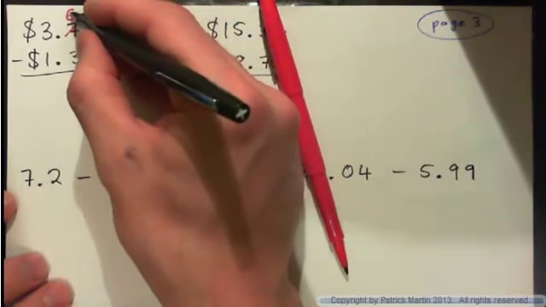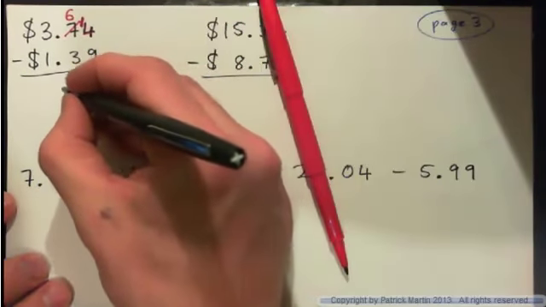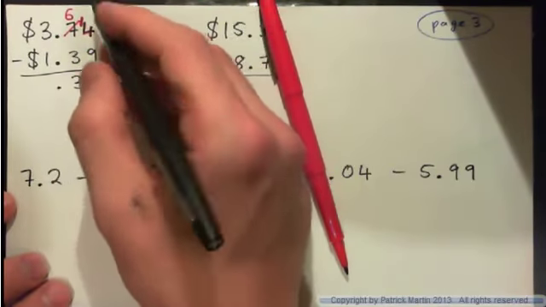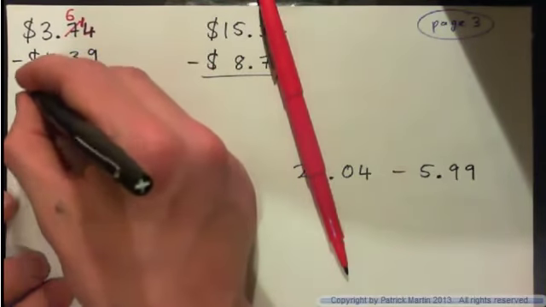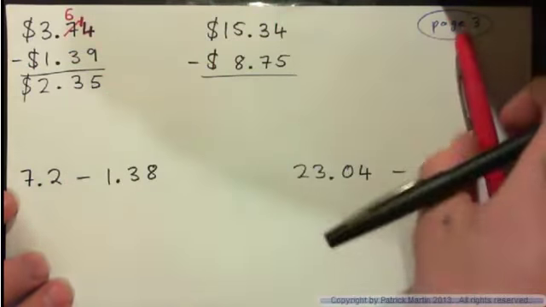And now I use 6. 6 subtract 3 is 3, right? And that's all done and dusted, so I can just go 3 minus 1 is 2. So the answer is $2.35, right?